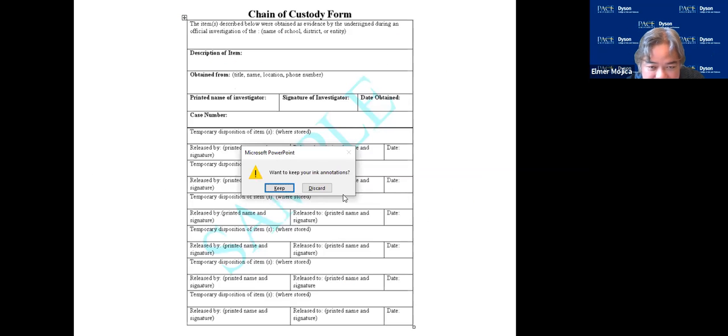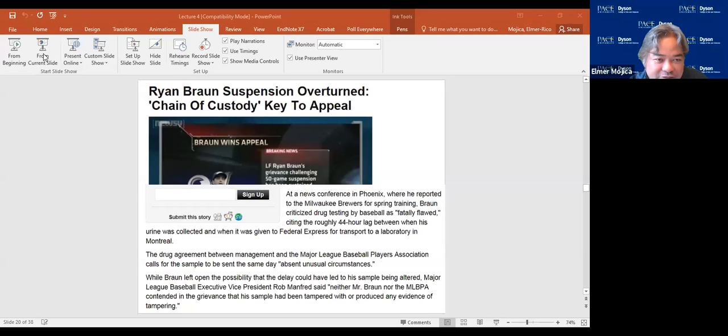Okay? I'm trying to show you an example here where the chain of custody was used. What's the problem that we have with professional sports? Anyone? What's the problem with some athletes in professional sports? They use performance enhancing drugs. Just like this one.